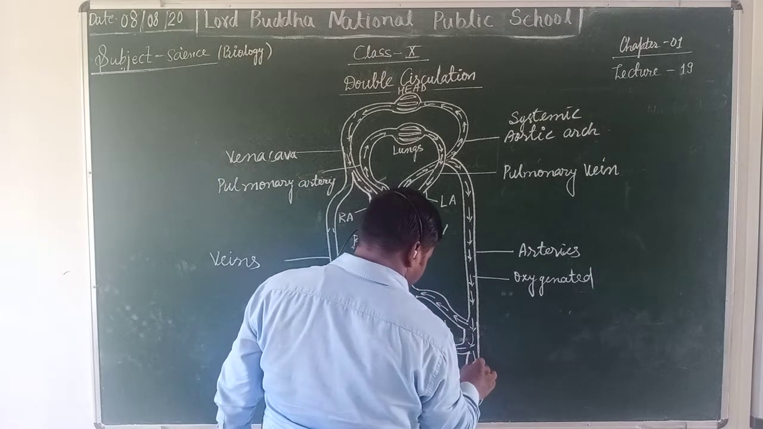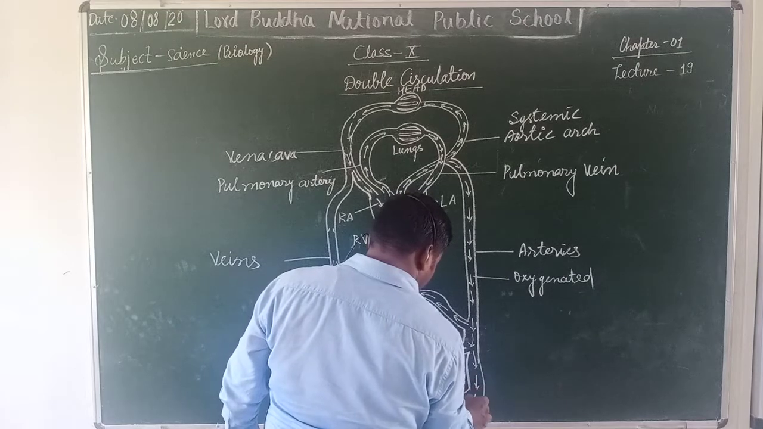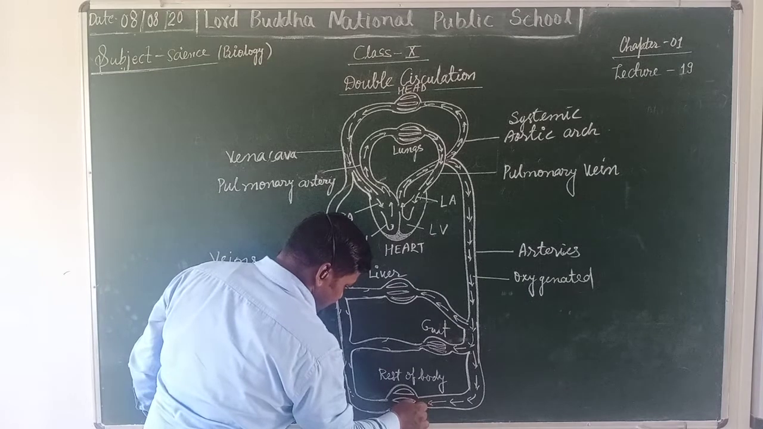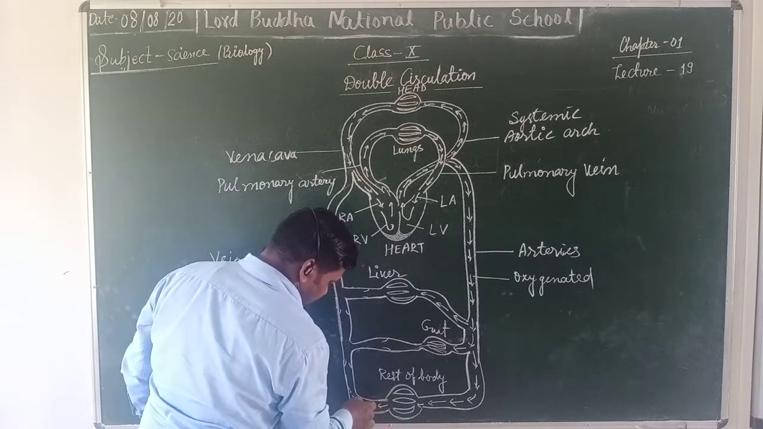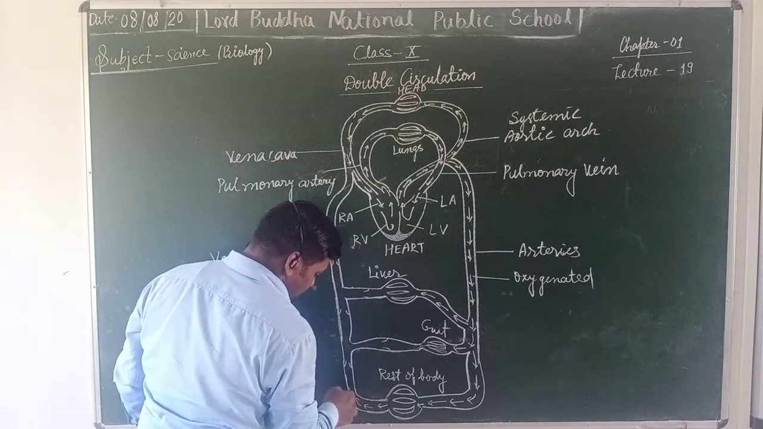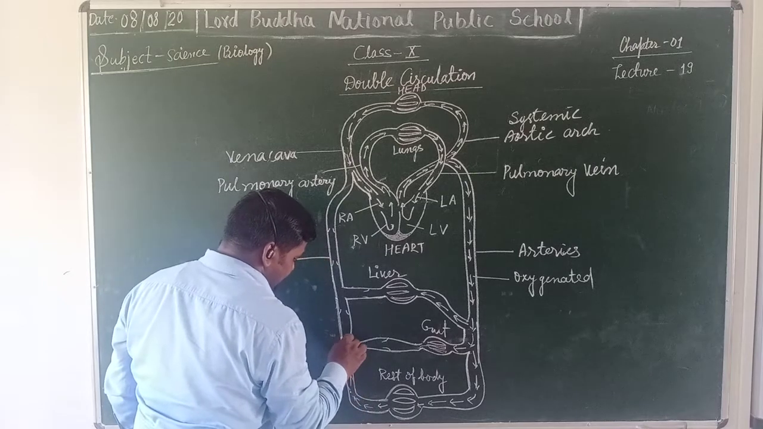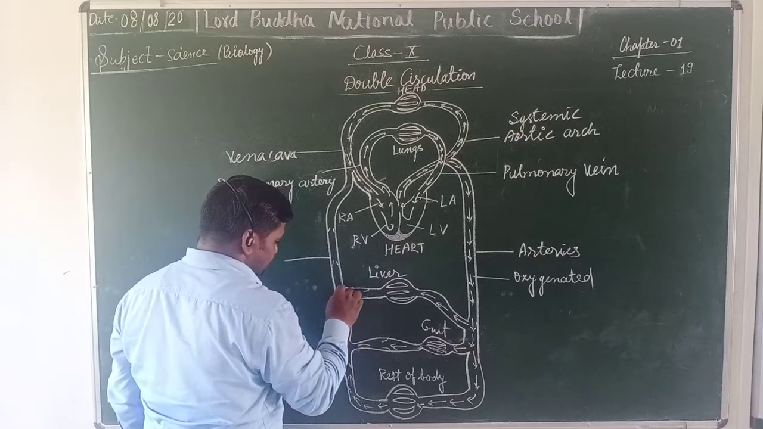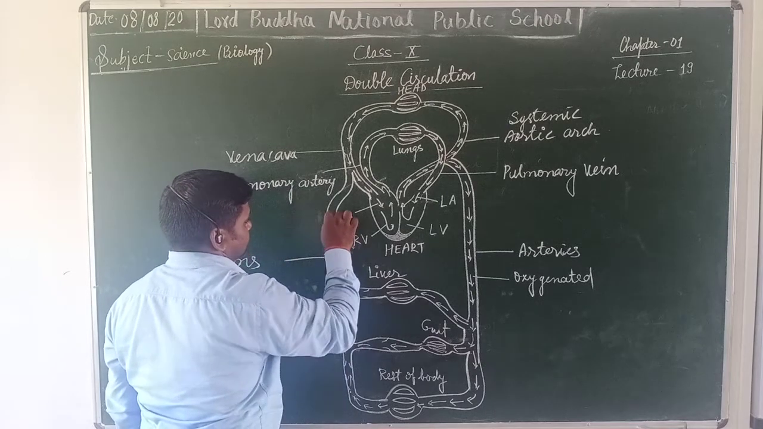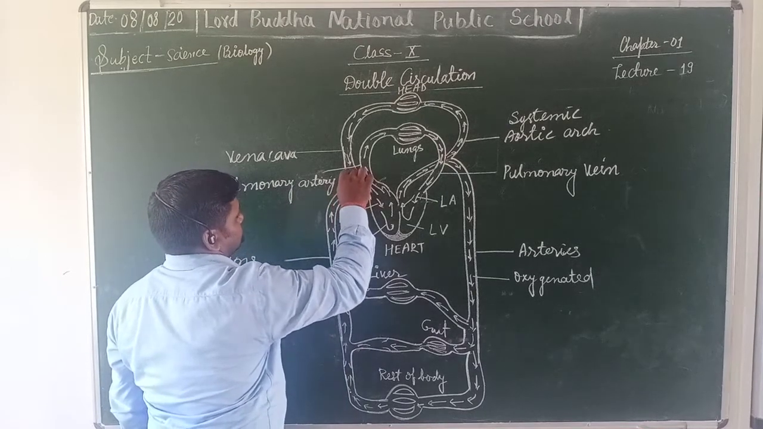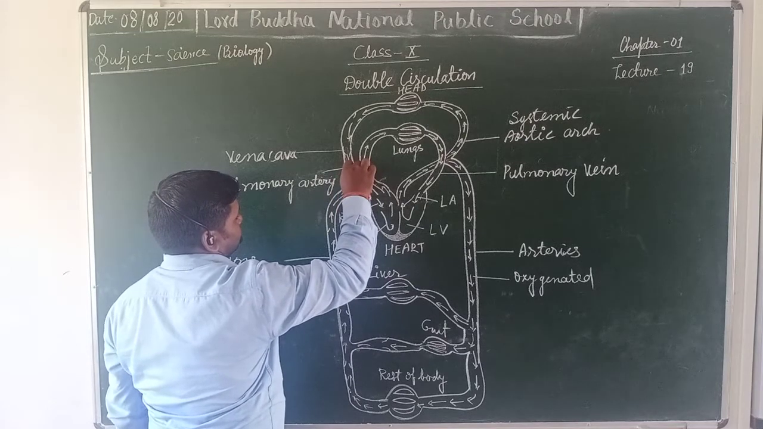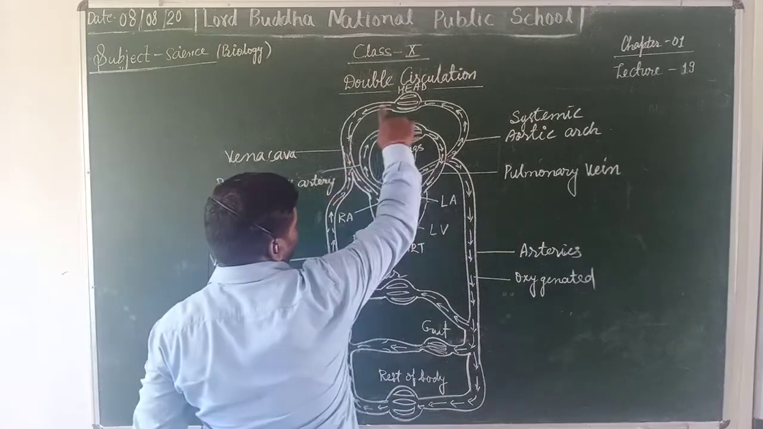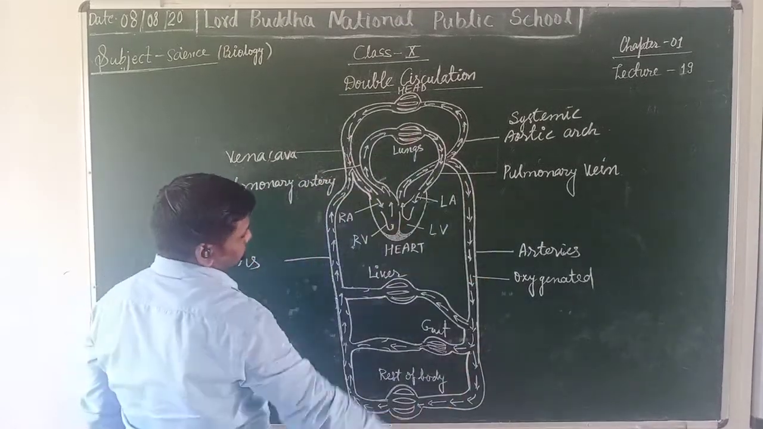and after the process of oxidation, the carbon dioxide is released that passes into the veins that carry the deoxygenated blood. Thus, students, the circuit of the blood circulation is completed.